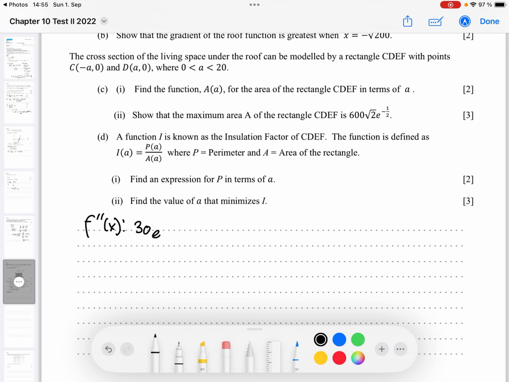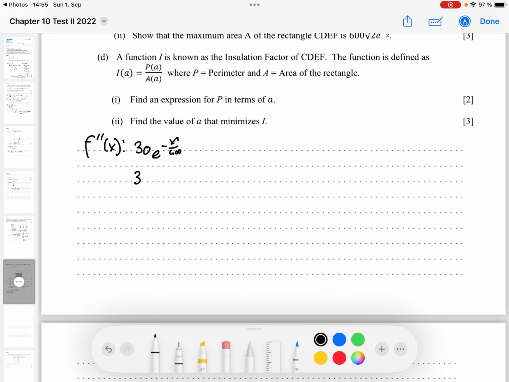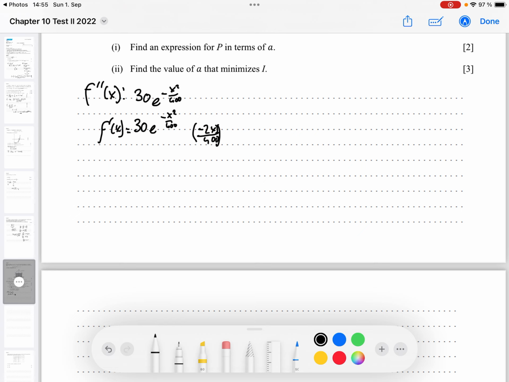So we have 30e to the negative x squared over 400. The derivative of the outer function here is 30e to the negative x squared over 400, because the derivative of e to the x is e to the x. And now the derivative of the inner function here is negative 2x over 400. So that would be f prime of x, but we're looking for f prime prime of x. So now we have used the chain rule to find the derivative of the first function. We now need to use the product rule to find the second.